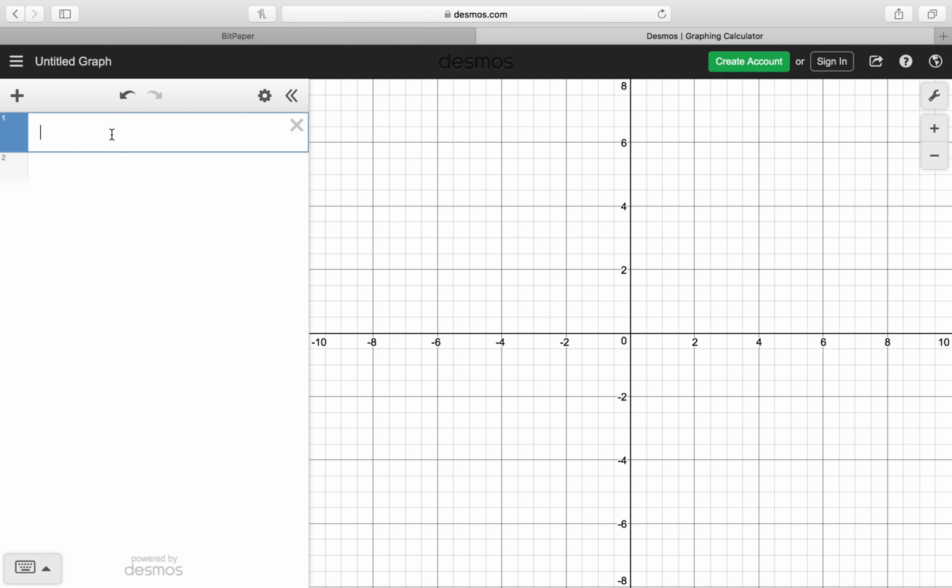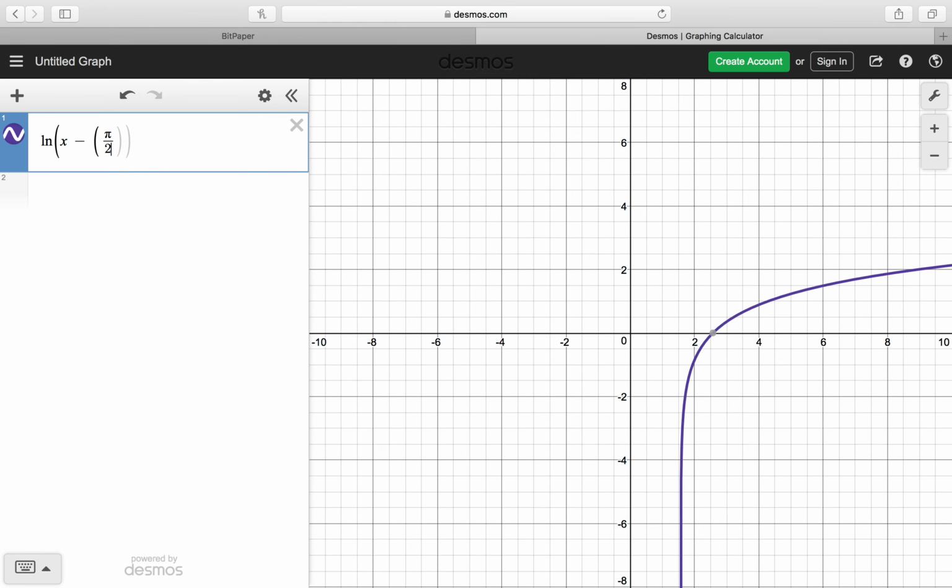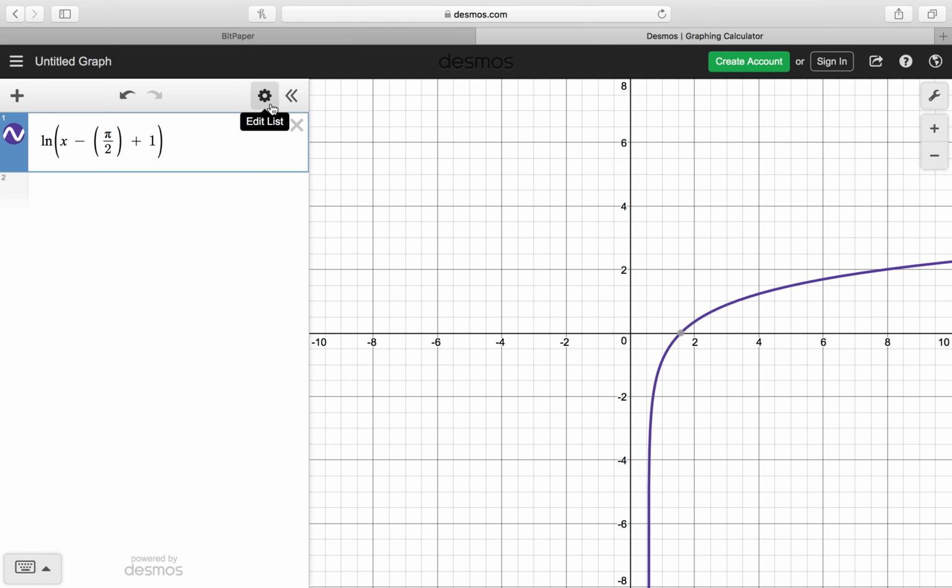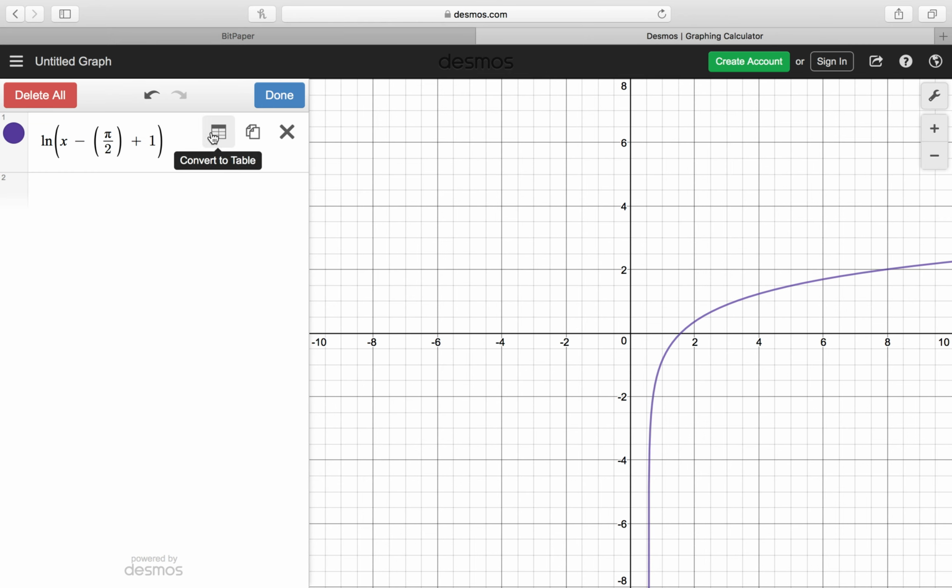Let's go to Desmos. I'm going to type ln of x minus pi halves plus 1, right? So they're going to look like that. And now, remember that value table? This is actually going to be very, very useful. I guess we could even look at this graph just like this if we wanted to, but I'm going to show you how to do it in a table as well, so you can see both. So here, convert to table.